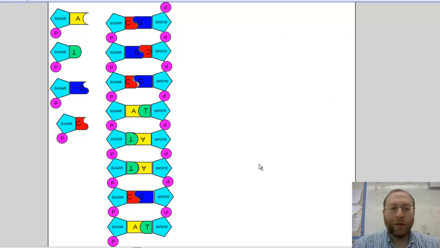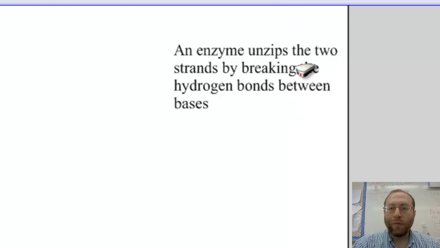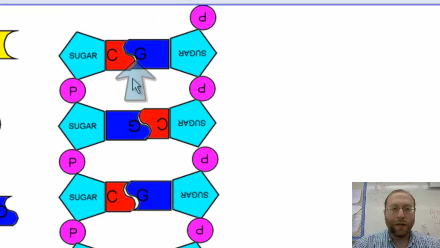Now I'm going to show you how the DNA replicates. First step is that an enzyme will break the hydrogen bonds between the bases. If you remember, the hydrogen bonds are right here in between the bases, and remember, they are very weak. The bonds between all the atoms in each of these molecules is strong, so those won't break.